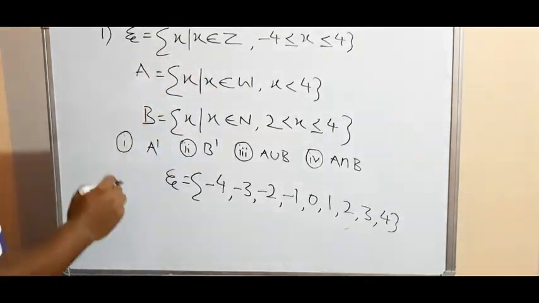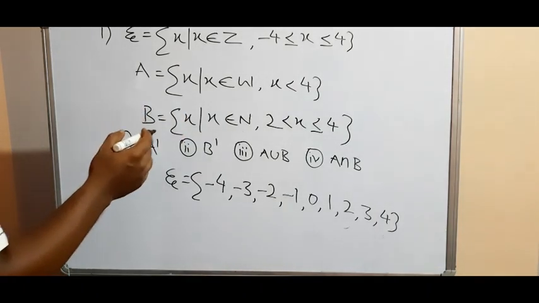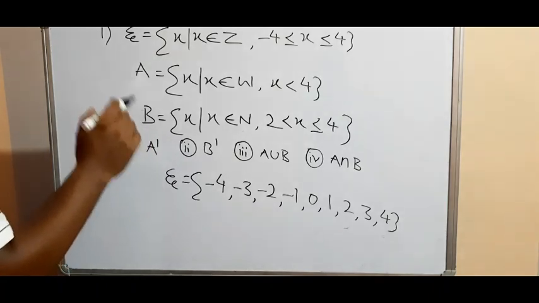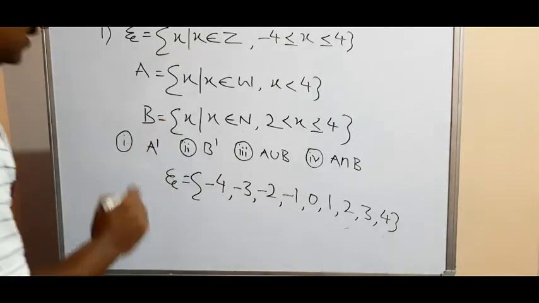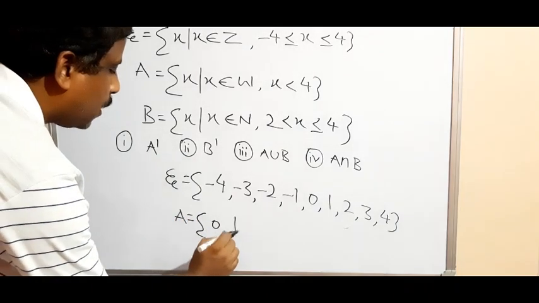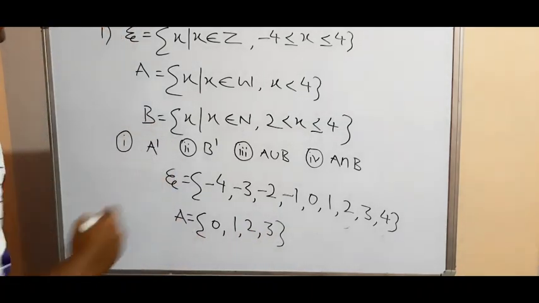W means whole number, x less than 4. So whole number starts from 0, it is less than the given number, not equal. So which numbers do we have to take? 0, 1, 2, 3. So write set A elements: 0, 1, 2, 3. This is the element of set A.